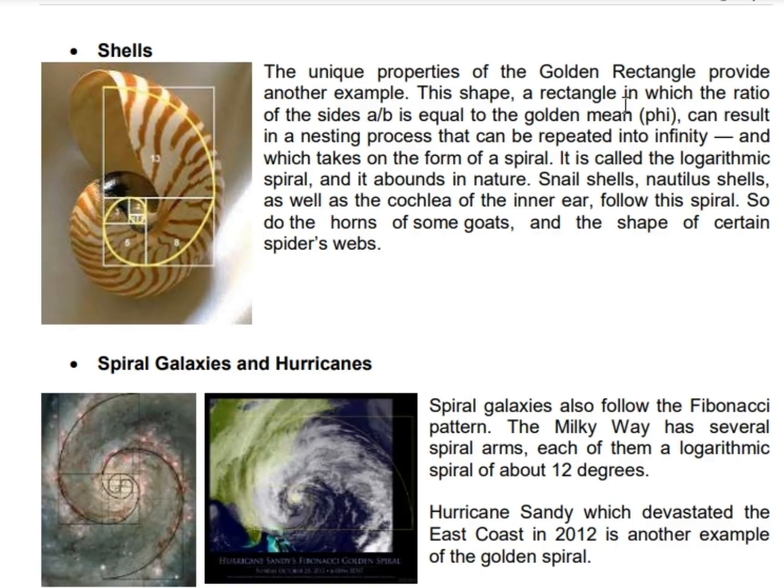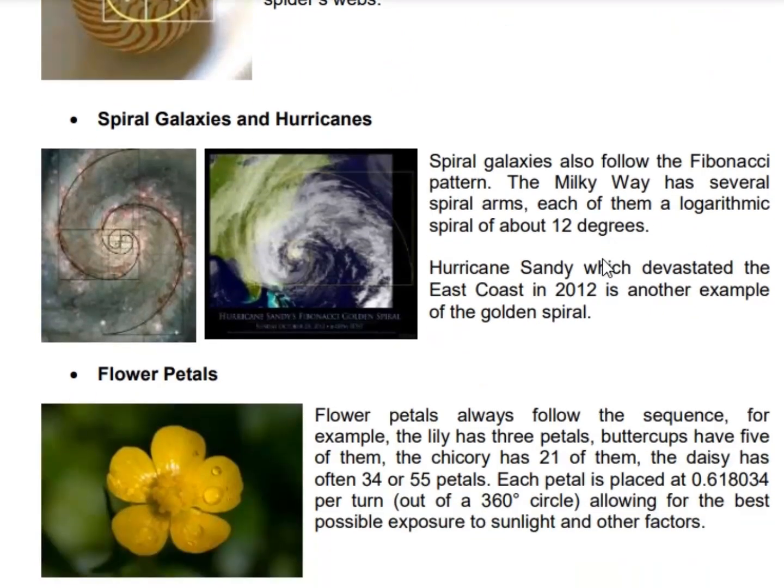So this shape is a rectangle in which the ratio of sides A and B is equal to the golden mean. The golden mean, 1.618, can result in a nesting process that can be repeated into infinity, just like what we saw in the video a while ago. Snail shells, nautilus shells, and the cochlea in the inner ear follow this golden spiral, as well as the horns of some goats and the shape of certain spider webs.